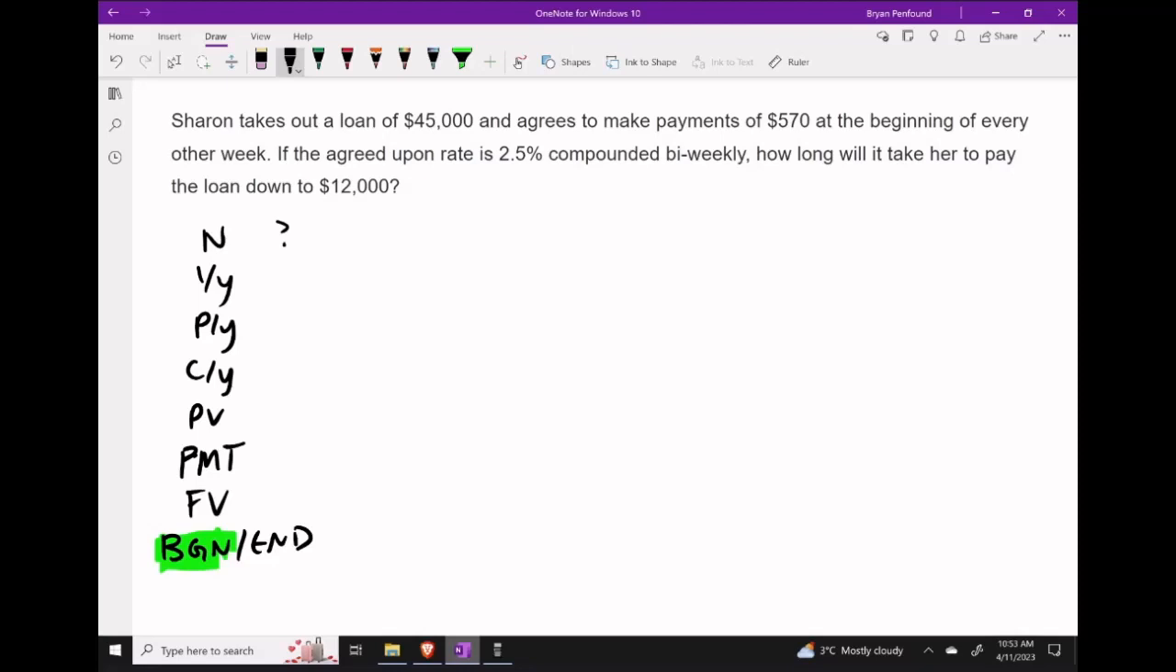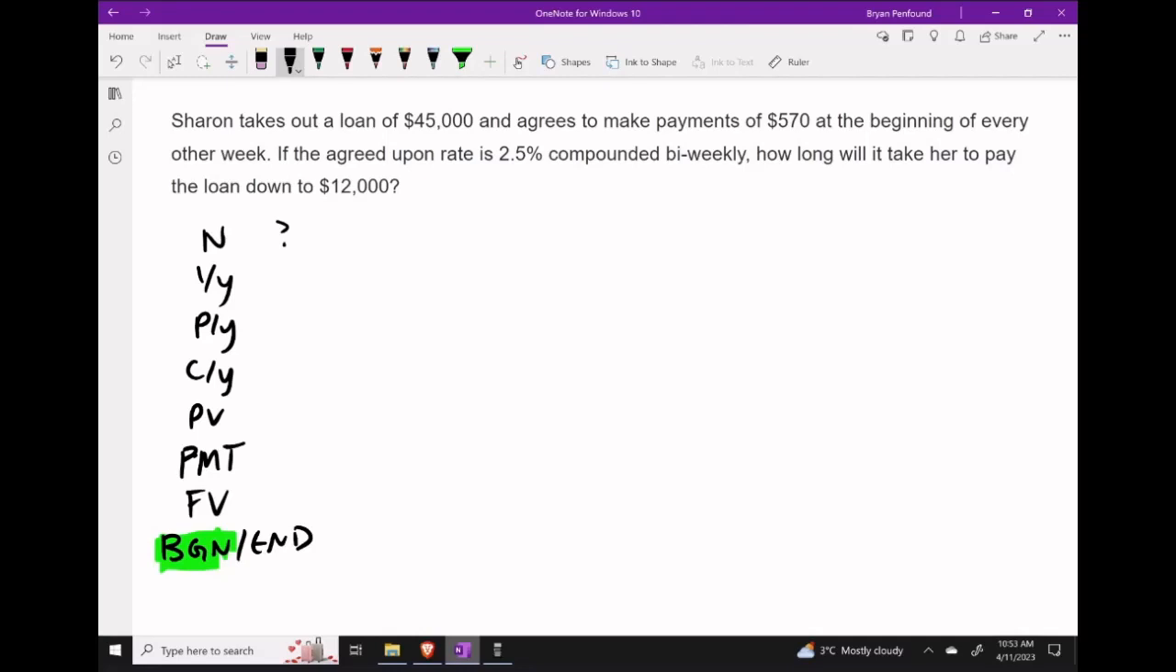Since this question is an annuity due, since we know the payments are happening at the beginning of every other week, I'm going to choose to use the calculator here because it can be a little bit complicated to apply some of these annuity due formulas.